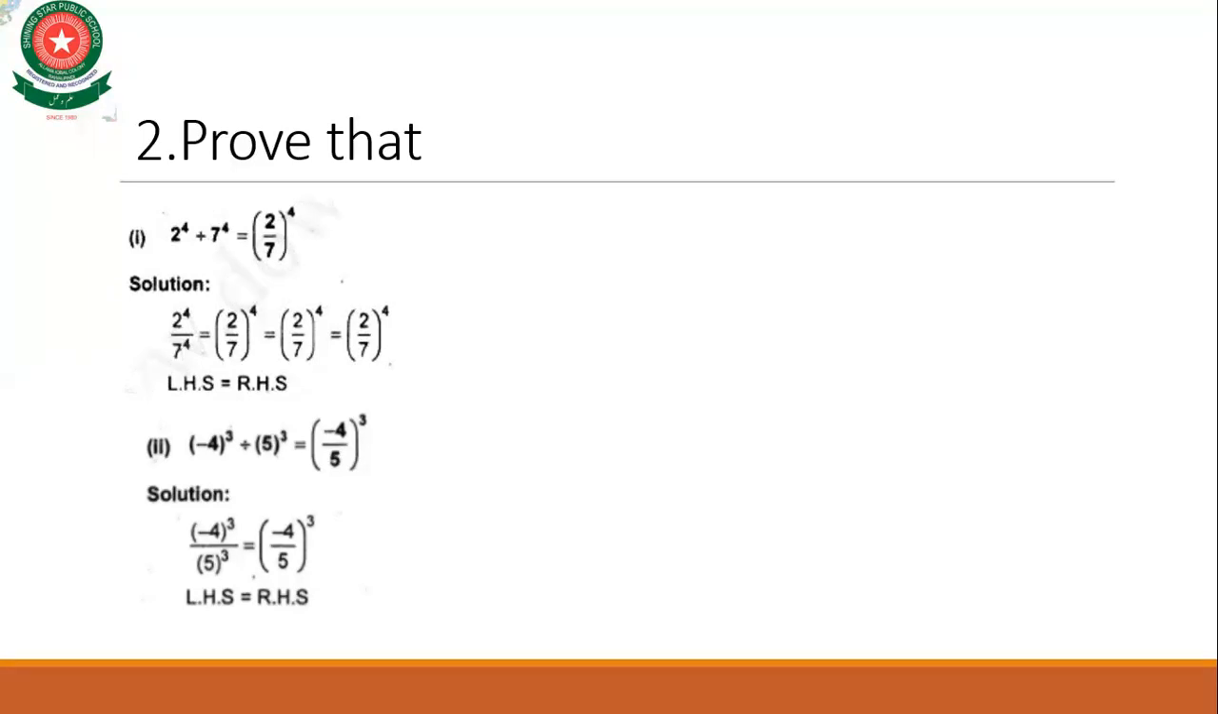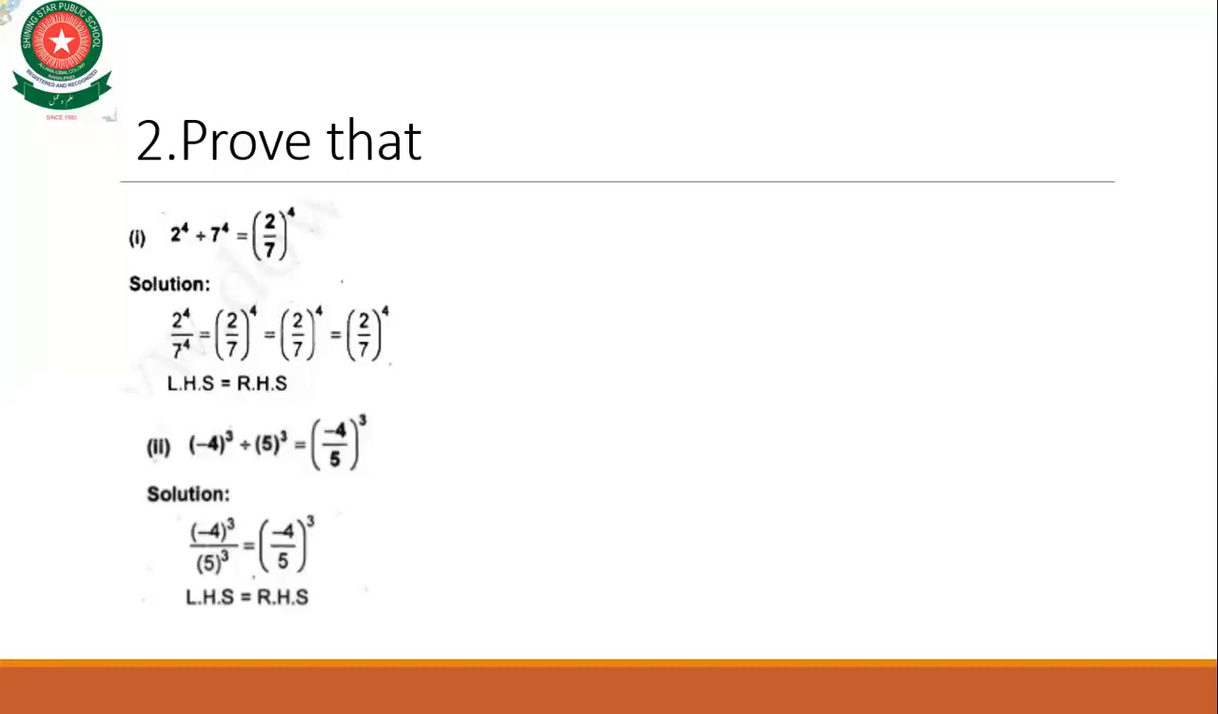Now point number 2: (minus 4) power 3 divided by 5 power 3 should be equal to (minus 4 by 5) power 3.